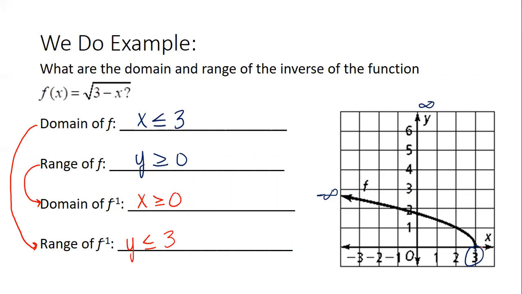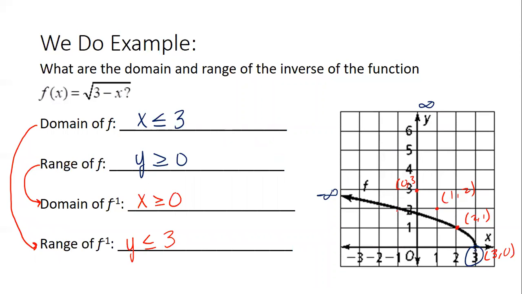So I can take a sketch here. Right now I'm at (3, 0). To find its inverse, I'm going to switch x and y. So instead of being at (3, 0), I'm now going to be at (0, 3). Finding a couple more points on here. Currently, I'm at (2, 1). So instead of being at (2, 1), I'm going to be where? I'm going to be at (1, 2).